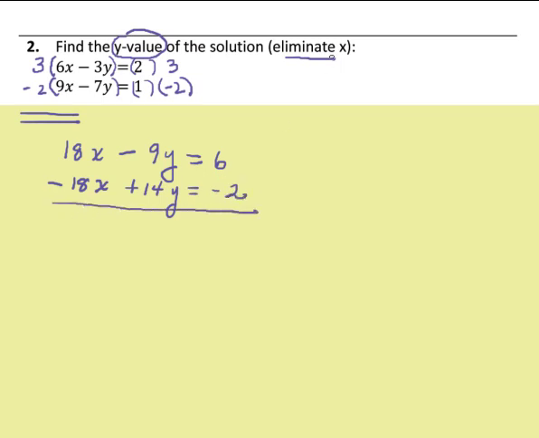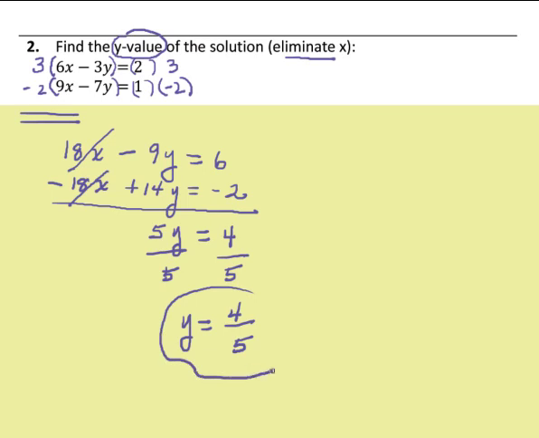Okay, now we want to eliminate x, and now look at the x column, 18 and minus 18. Add these together and they cancel. Okay, now let's add minus 9 and 14, and we have 5y is equal to 6 and minus 2, that's 4. And we can just now divide by 5, and we have y is equal to 4 over 5. So that's the y value of our solution. We're not going to continue and get the x value because in this example, we're only asked for the y value.